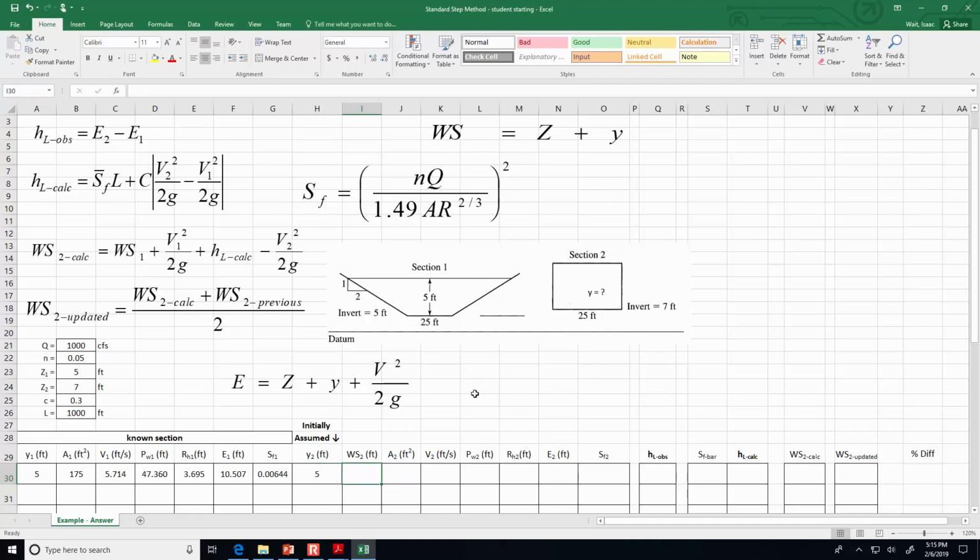The water surface at 2, remember the water surface is defined as the elevation and the depth. And so it's going to be the depth plus Z2. And I'm going to anchor that reference to Z2 so that it always looks where we have that 7-foot depth.